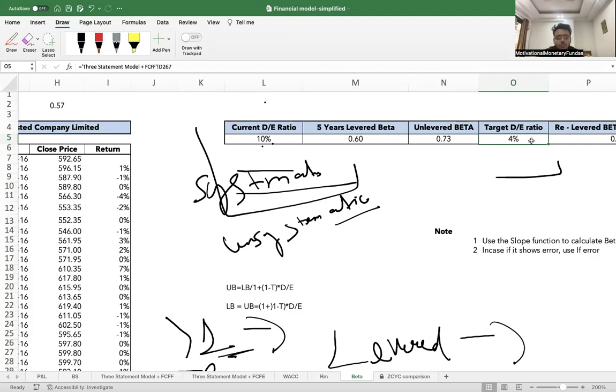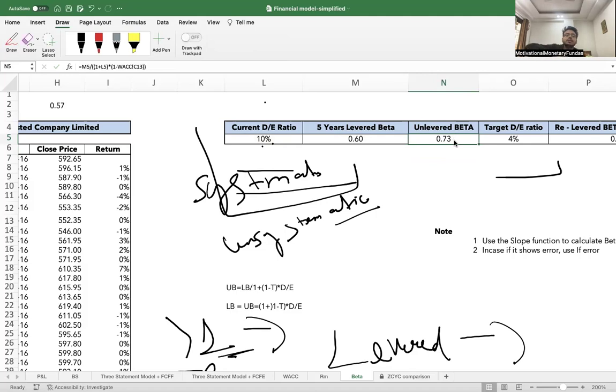ठीक है? So how to unlever my beta? Simple formula for that. You have the levered beta divided by 1 plus debt to equity ratio into 1 minus tax rate. How have we calculated WACC? That we learned in this tab. It's a formula. WACC is your weighted average cost of capital that we discussed. FCFF को हम जिससे डिस्काउंट कर रहे थे, ठीक है? So levered beta divided by 1 plus debt to equity ratio into 1 minus tax rate. अब इसमें से अपना डेट हट गया है. It is unlevered beta. It doesn't have debt in it.